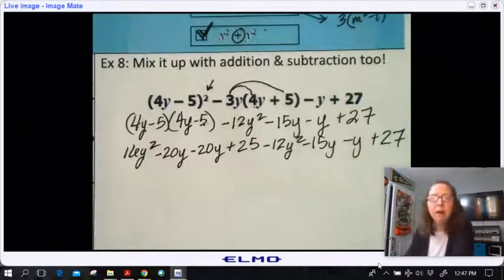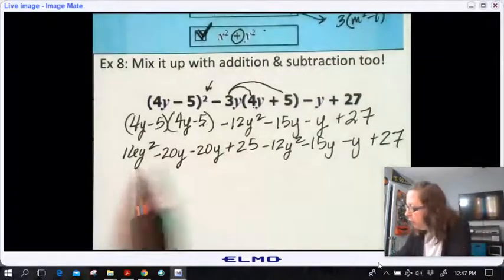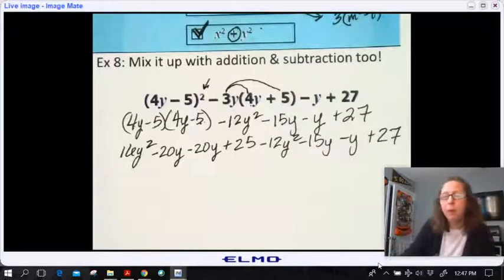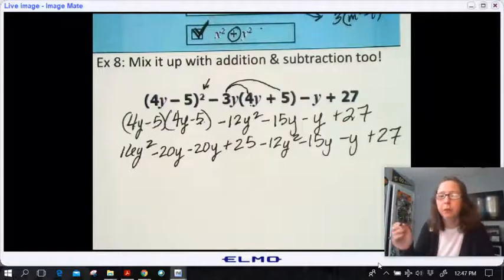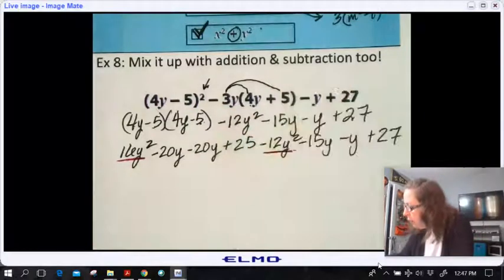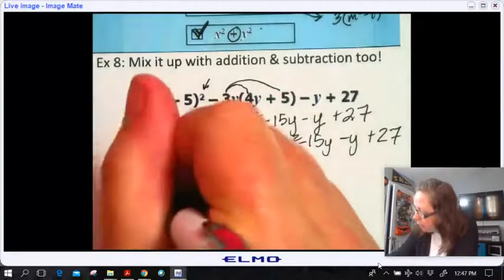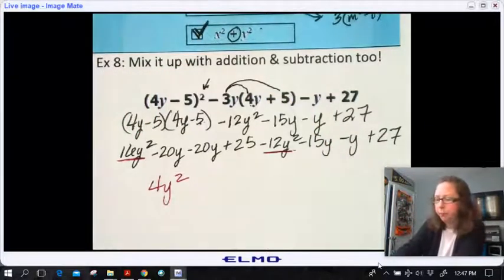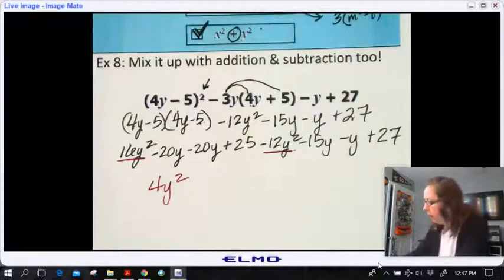Whew, that's a lot of terms. It's 1, 2, 3, 4, 5, 6, 7, 8 terms. But we can combine some of them. So let's see what happens when we combine them. So I'm going to use my different color pens. I have 16y squared minus 12y squared. 16 minus 12 gives me 4. 4y squared. Now let's do all my y's.